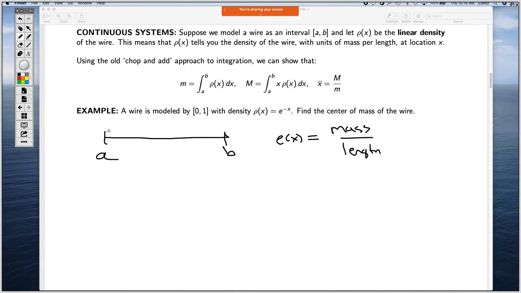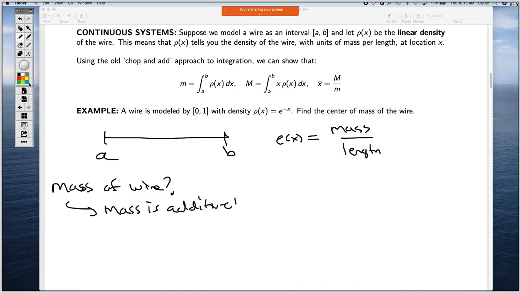And so what if we wanted to figure out the mass of the wire? Well, how would we do that? Well, we know that mass is additive. So what we could do is go into the interval here and chop it up into little pieces.